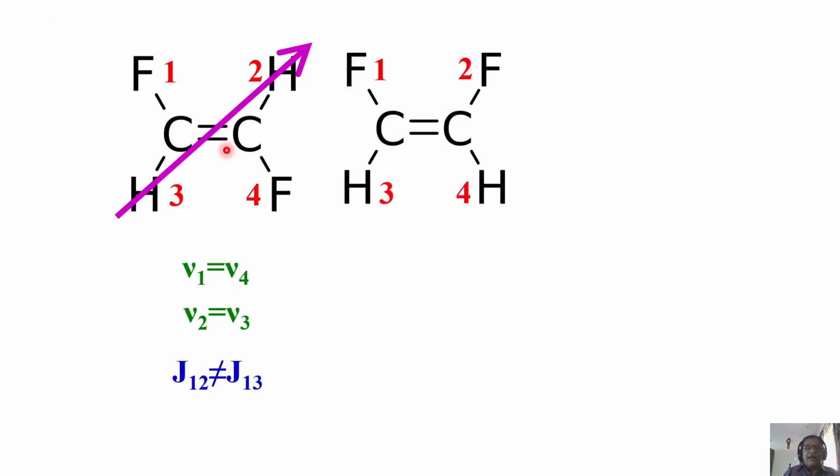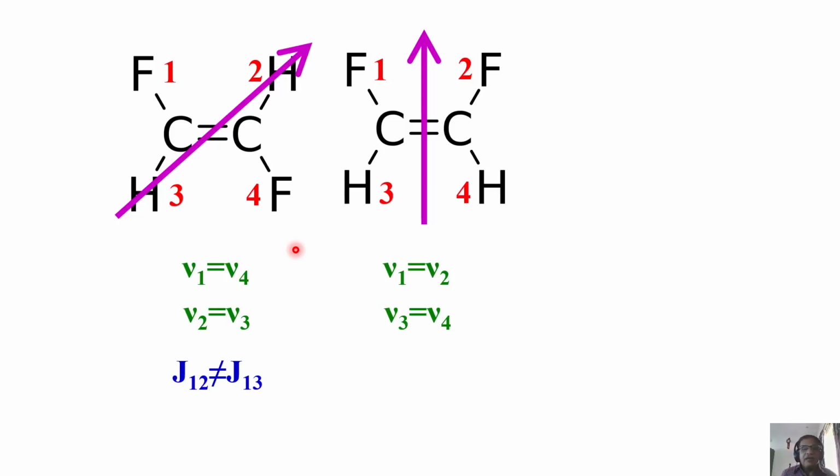Now look at this molecule, the same difluoroethylene, but now the position of the fluorine is shifted here. Here it was trans, but now it is cis. These two fluorines are in cis configuration. These two are in trans configuration. Now where is the symmetry axis here? This is the symmetry axis. What does it mean? In this molecule also, fluorine 1 and fluorine 2, now they are equivalent.